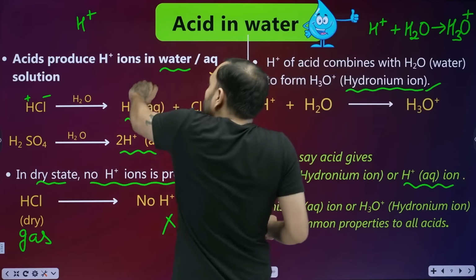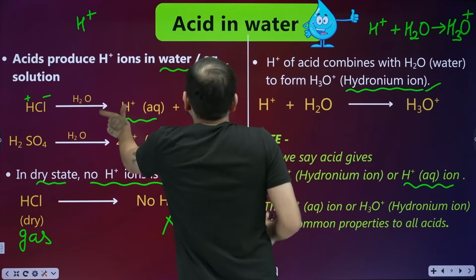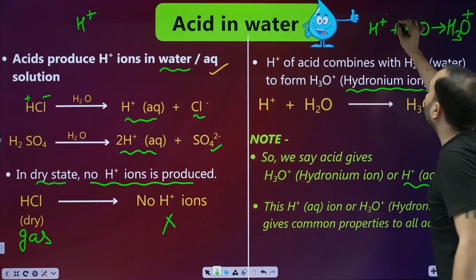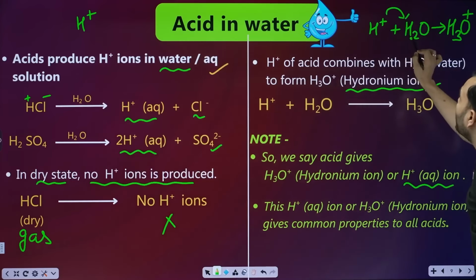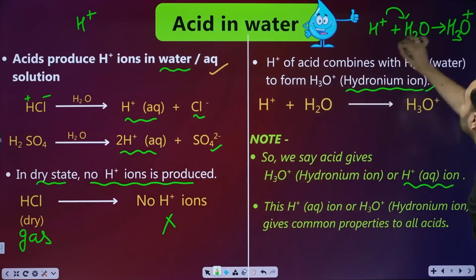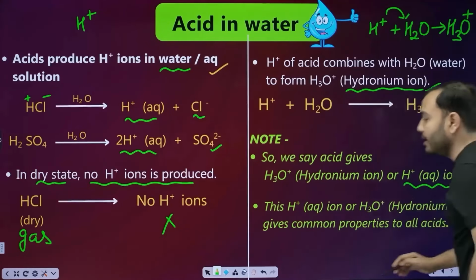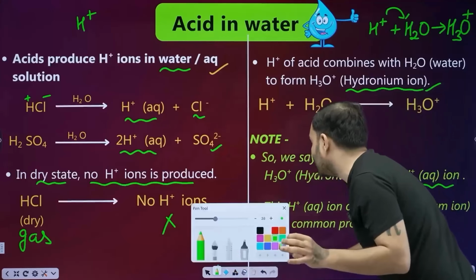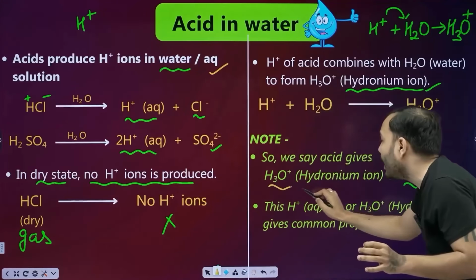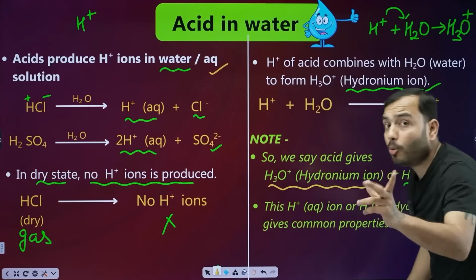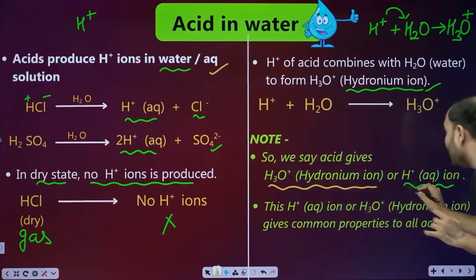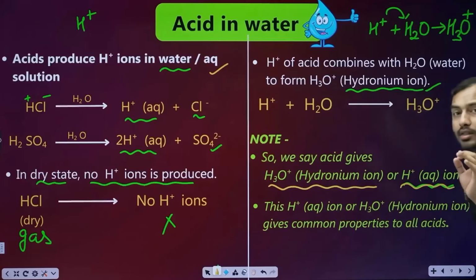H plus goes out of the acid. In what? In water. Now what will this H plus combine with? With water. What does it become? H3O plus, which is called the hydronium ion. So you can say that acid gives hydronium ion, H3O plus, in water. Or you can say H plus aqueous ion.